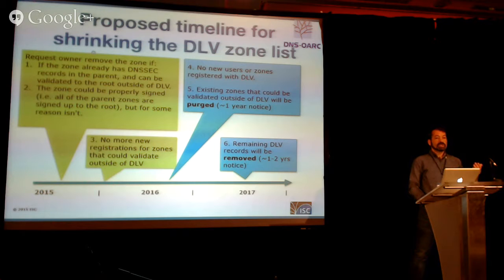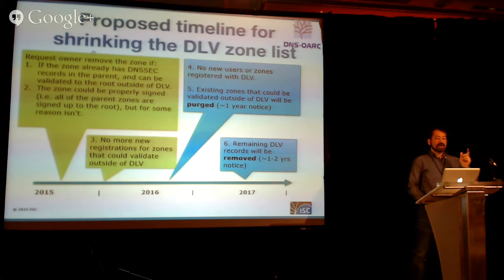Similarly, if you could go through, set up proper DNSSEC, but for whatever reason have not, we're going to send an email to try to nudge people on. What we're doing right now is just notifications, no actual changes. The intention then at the beginning of 2016 is that if you could be validated all the way up to the root, we won't let you add the zone to DLV. Okay, go do it the right way.